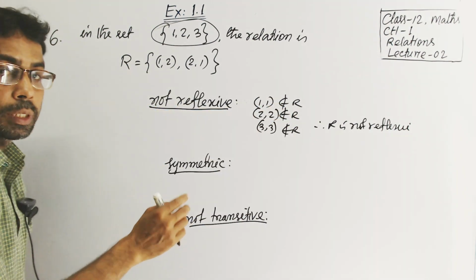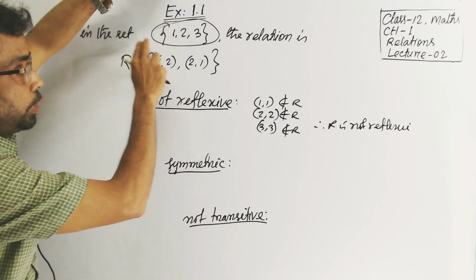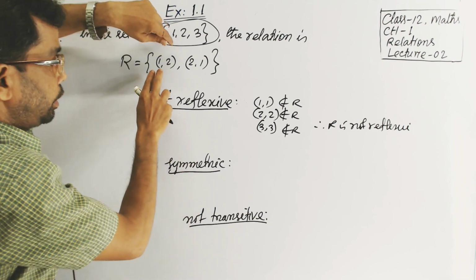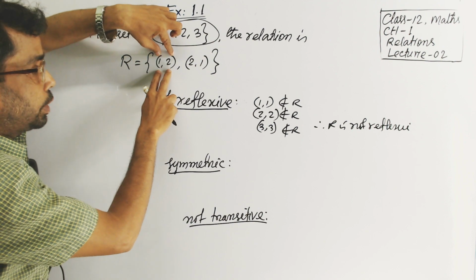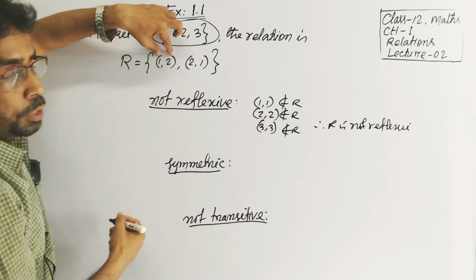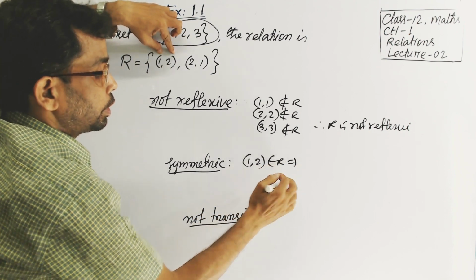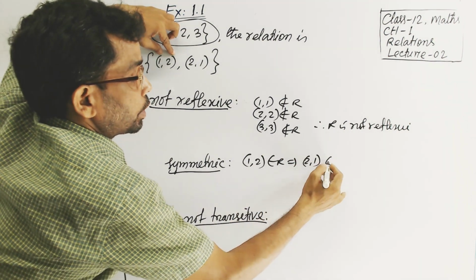For symmetric, the definition is for every pair. Symmetric is not for every element in the set. It is that if a pair is in the relation, then the pair made by reversing the order also should be there in the relation. Like here (1, 2) is there in the relation, and if we reverse the pair, then (2, 1), which is also there in the relation.